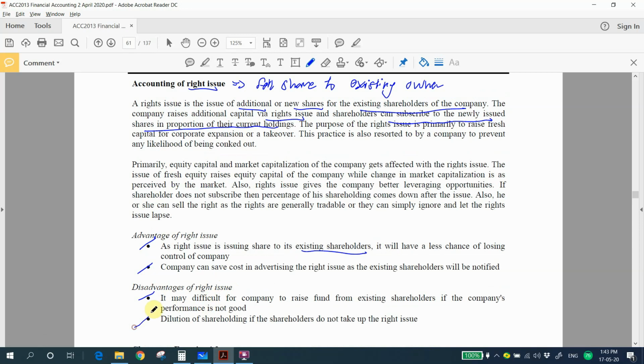Next, dilution of shareholding if the shareholders do not take up the rights issues. Normally, rights issues will be given to the shareholders based on their percentage of shareholding in the company. The owners have the rights, which is why we call it rights issues. They have the right to buy the shares, or they can choose not to buy. So if they do not buy the shares and other shareholders buy them, their percentage of shareholding in the company will reduce.